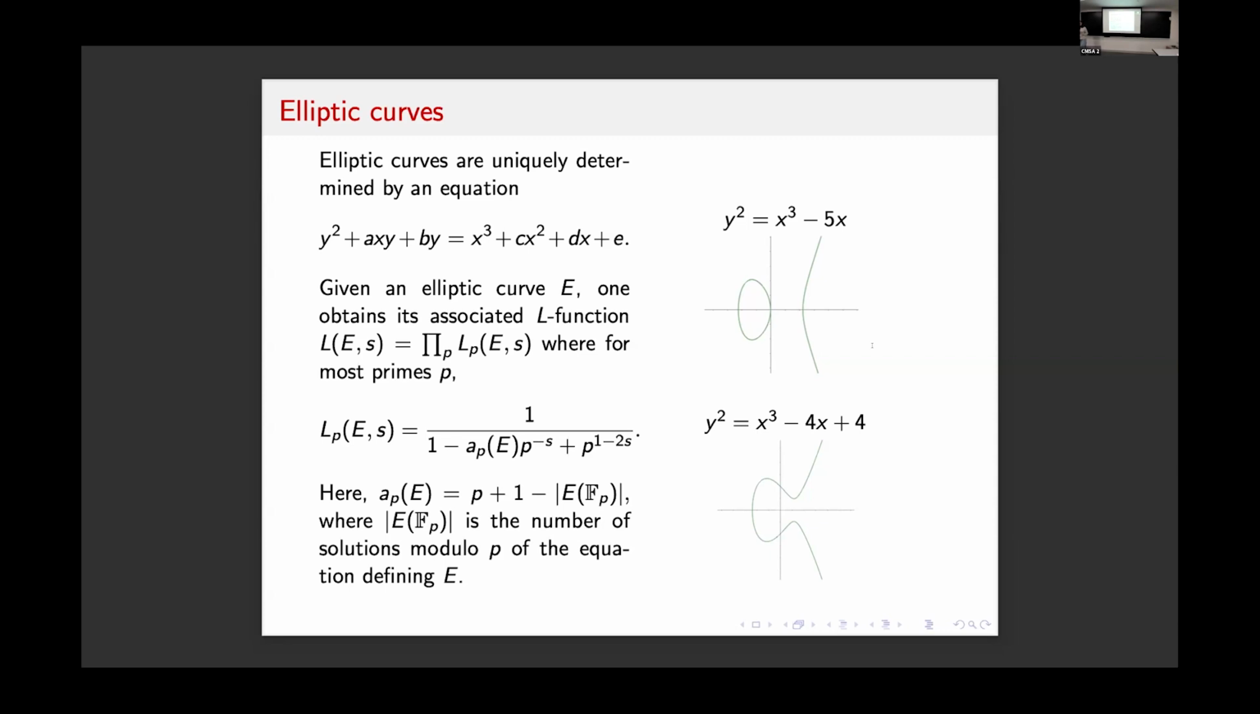These a_p(E)'s are equal to p plus 1 minus the number of solutions of the equation defining the elliptic curve modulo p. So it's very easy to compute. All right. So we have these L-functions, and the experiments I'll tell you about will be learning these a_p(E) given information about the elliptic curve.